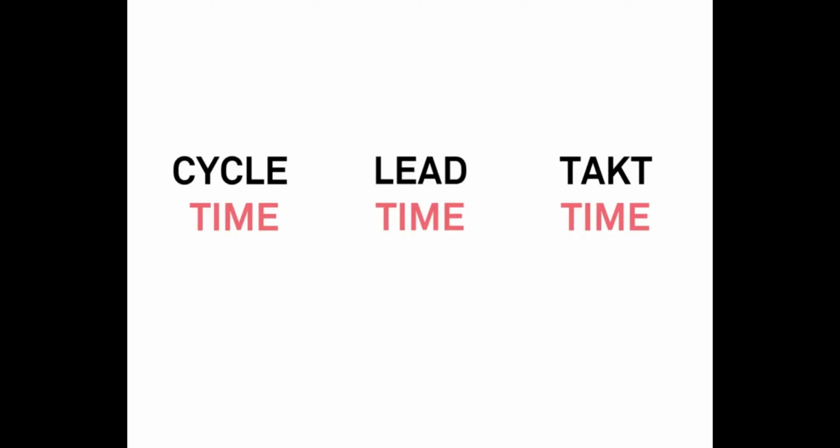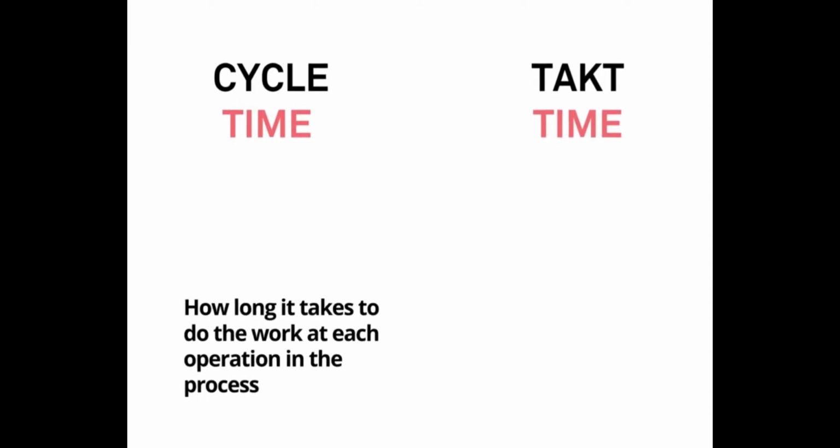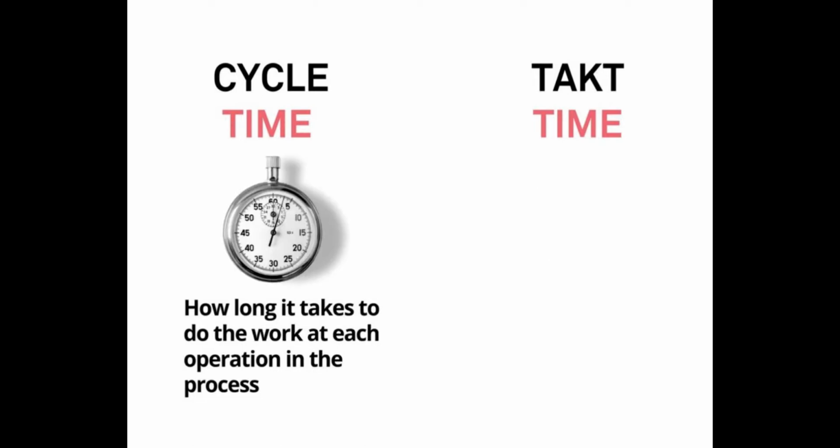With the three times, it's easiest to start with cycle time and takt time and come to lead time later. Cycle time here, you can see, is defined as how long it takes to do the work at each operation in the manufacturing process. A floor-to-floor cycle time, so from the same point to the same point, say load to load. You can see from the image, you can only ever capture that via a stopwatch.